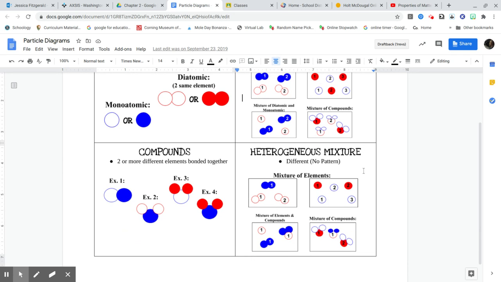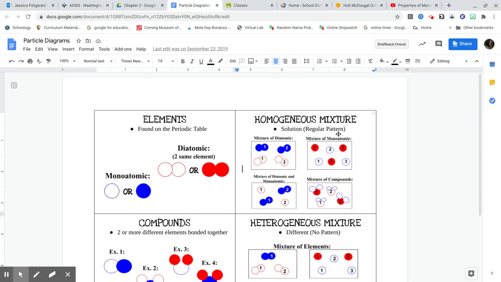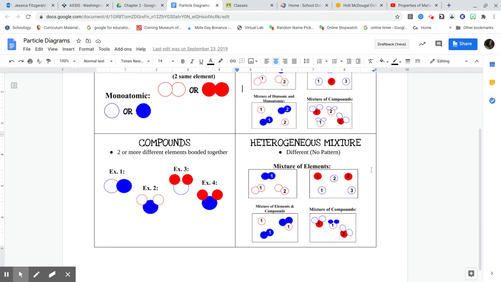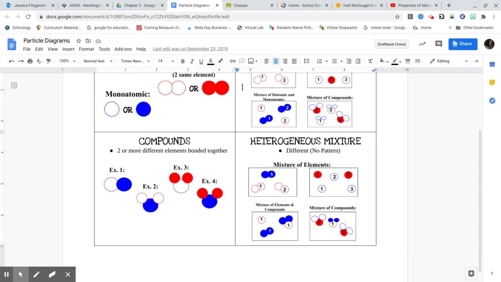Heterogeneous mixture means that it's different. It's not going to have the same number, okay, not a regular pattern. And remember, heterogeneous means that you're going to see different parts, okay? So like if you look at an M&M cookie, or a chocolate chip cookie, you can see the different parts of the cookie. Well, if you look at the particle diagrams of a heterogeneous mixture, you're going to see there's no regular repeating pattern.